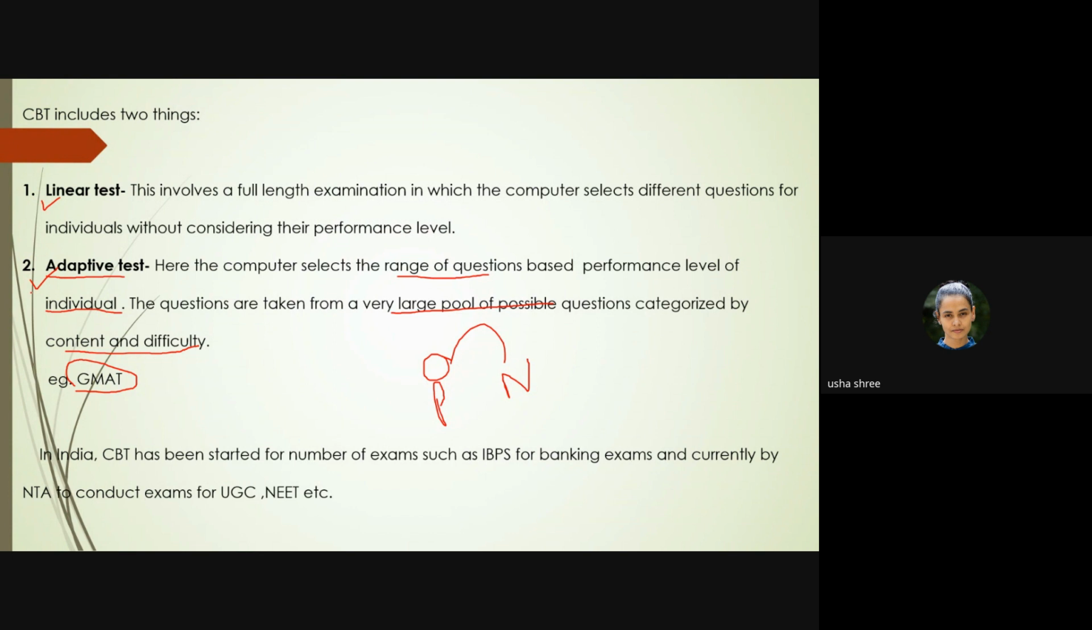In India, CBT has been started for a number of exams such as IBPS or banking examination, and currently by NTA to conduct examinations like UGC NET, the NET examination, etc.